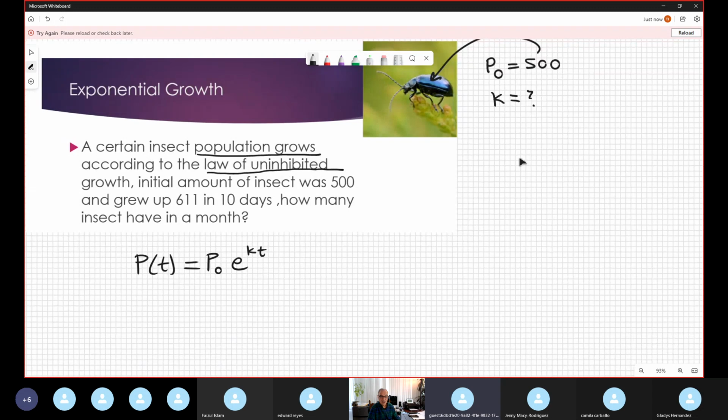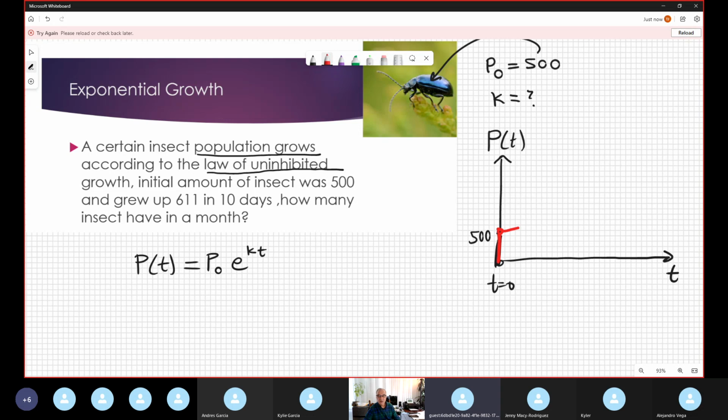Pay attention, this looks complicated at the beginning, no? One image is worth 1,000 words. This image is the graph of the population. Population at any time with respect to the time. T equals 0 is today, right now. We have 500. This is 500. Let me use another color. 500 what? Insects. And after this, it increases exponentially.